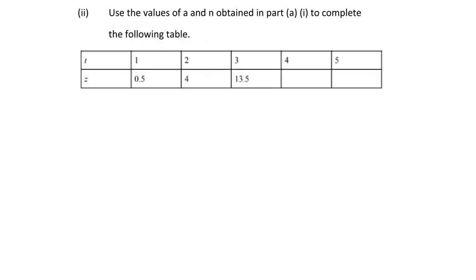For Roman 2, we are supposed to use the values of a and n obtained in part A above in order to complete the following table. Okay, so let us consider the same formula, which says z equals a t to the power n. Now we are going to substitute the value of a, which equals 0.5, and n equals 3. Then our equation is going to be z equals 0.5 t to the power 3.